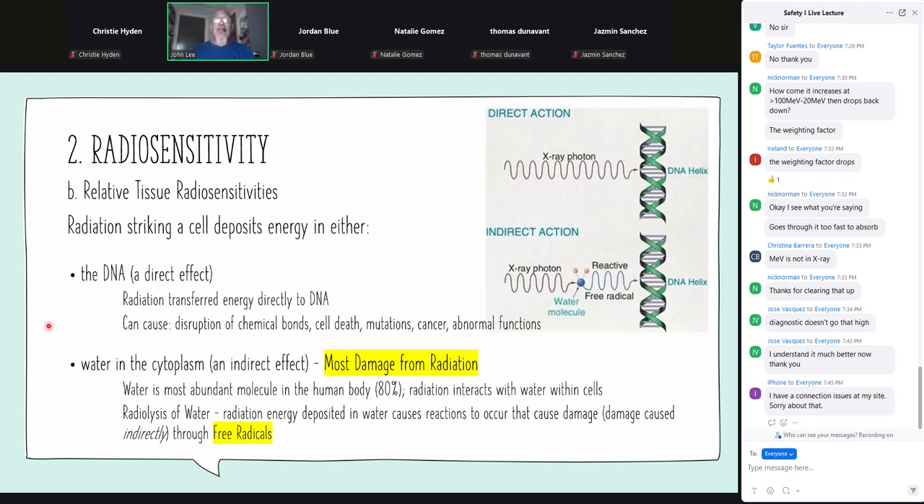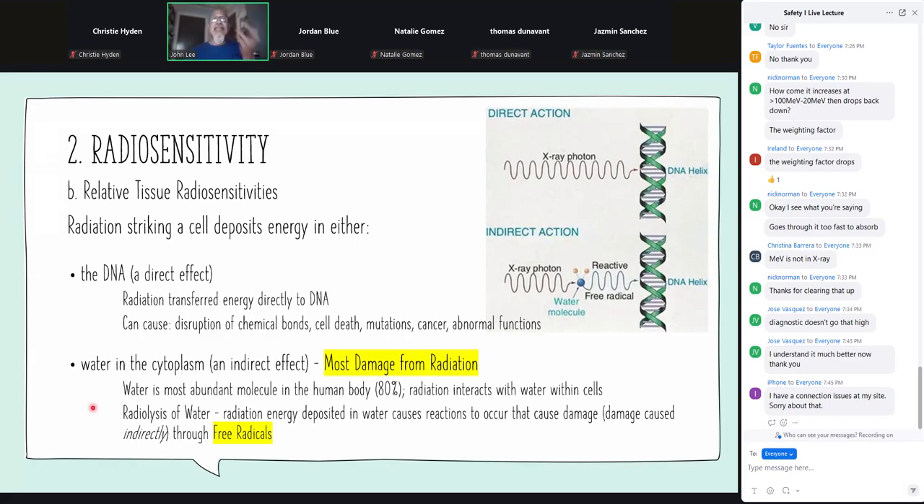Radiosensitivity. Our most common theory on damage that's done to a cell by radiation exposure comes from the direct effect or the indirect effect, or a direct hit theory or indirect hit theories. With direct effect, this is when the X-ray hits the DNA and causes damage. Okay. It's directly struck by an X-ray.